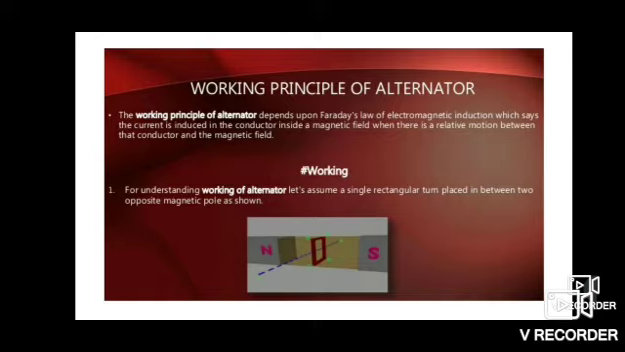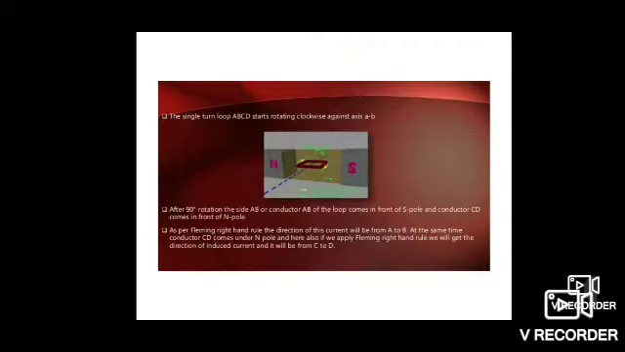See the diagram. There will be a permanent magnet N and S, and at the center will be the coil, which will be rotated. For understanding the working of alternator, let us assume a single rectangular turn placed in between two opposite magnetic poles as shown in the figure.